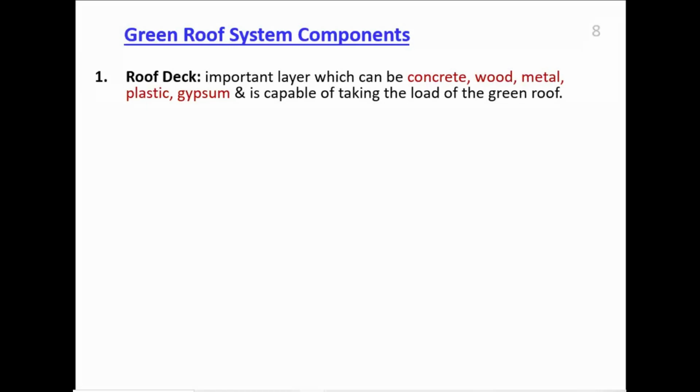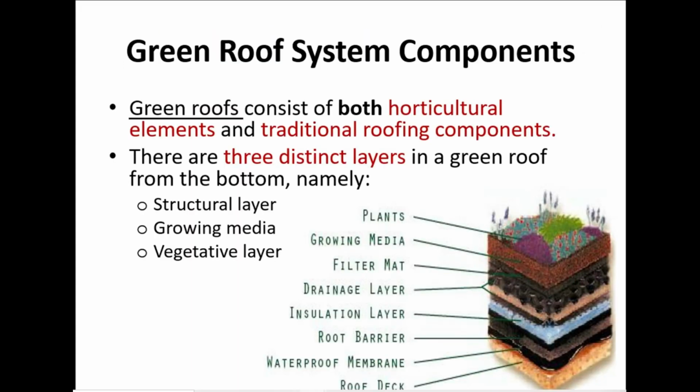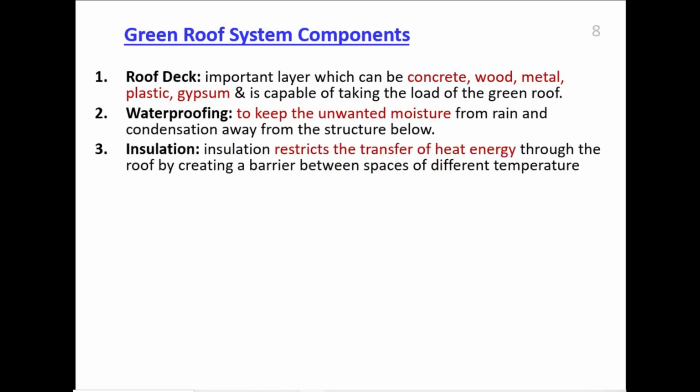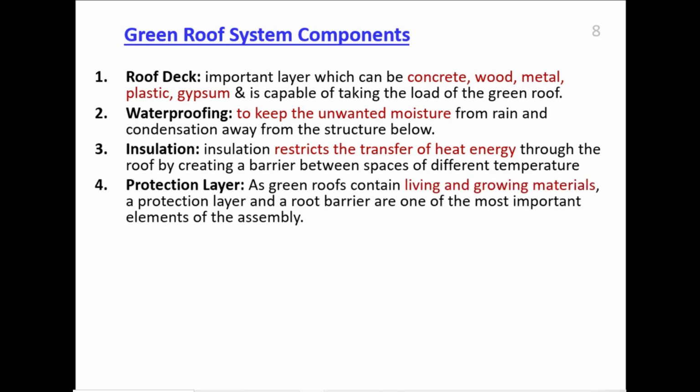Roof deck is an important layer which can be concrete, wood, metal, plastic, or gypsum, and is capable of taking the load of the green roof. This one, the last one, you can see here, roof deck. And waterproofing keeps unwanted moisture from the rain and condensation away from the structure below. And insulation restricts the transfer of heat energy through the roof by creating a barrier between spaces of different temperature. This plays a major role. This insulation system really helps to avoid heat energy passing through the concrete and reaching our living room.